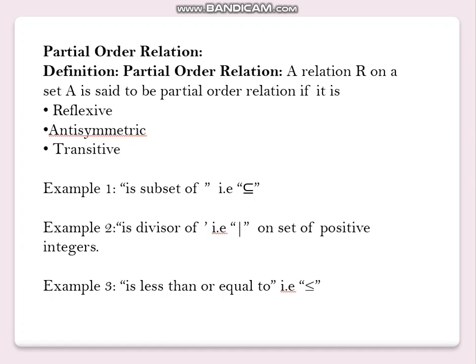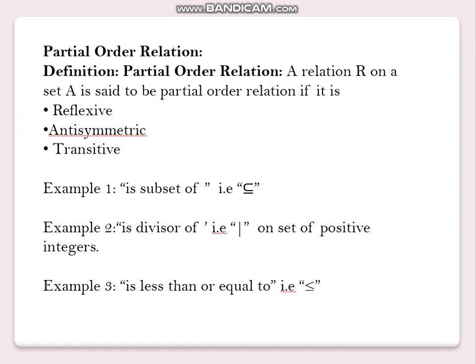Antisymmetric. If we have the condition A is a subset of B and B is a subset of A, then obviously A is equal to B, because that condition is true only if the two sets are equal. Transitivity. If A is a subset of B, that means A is contained in B, and if B is contained in some other set C, then obviously A is a subset of the third set, which is C. So transitivity is done. So the example number 1 is reflexive, antisymmetric as well as transitive.